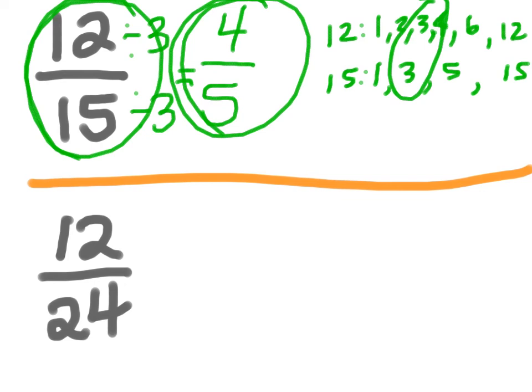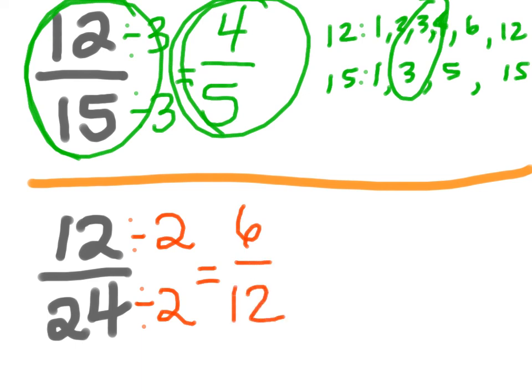First thing I noticed, they're both even numbers. So what can we divide by? 2, right? So I can do that. 12 divided by 2 is 6, and 24 divided by 2 is 12. But what do you still notice? 6 and 12 are still even numbers. So I could divide them again by 2 if I wanted to. 6 divided by 2 is 3, and 12 divided by 2 is 6.